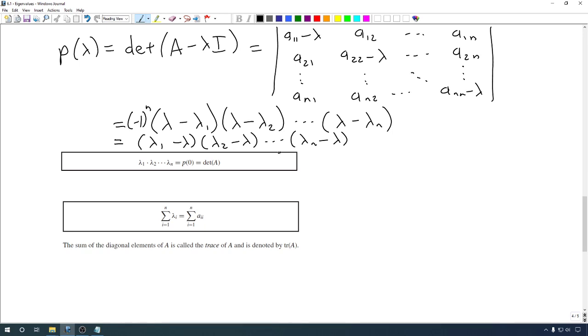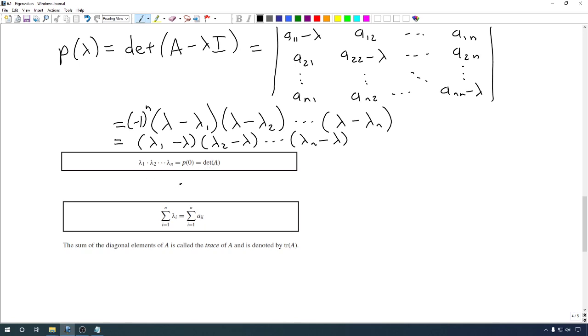If we were to multiply this out, what would be the constant term? Well, the constant term would be taking each of the lambdas, lambda 1, lambda 2, lambda n, and multiplying all those together without any of the plain lambdas. In other words, the product of all of our eigenvalues is the same as the determinant of our matrix. And that's actually one way to think of the determinant. It is the product of the eigenvalues.